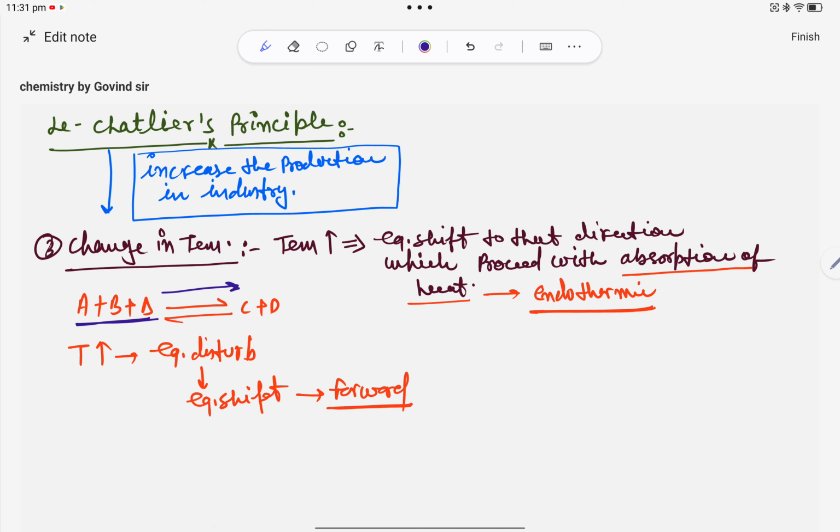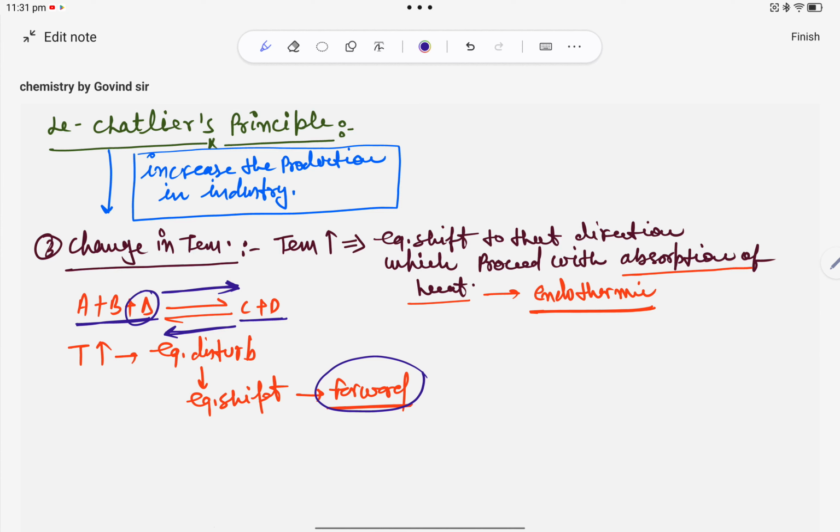Yes or no? It is taking energy, then C plus D is formed. So at equilibrium, which reaction is endothermic? The forward reaction: A plus B plus energy forms C plus D. So this forward reaction process is endothermic, and the equilibrium will shift in the forward direction. If opposite, you will see here: C plus D forms A plus B and energy is released. Energy is released in the backward direction, so that process is exothermic. So the equilibrium shifts toward the endothermic direction, the forward direction. Simple.